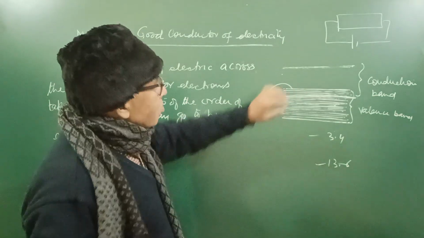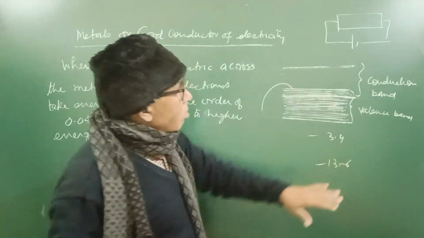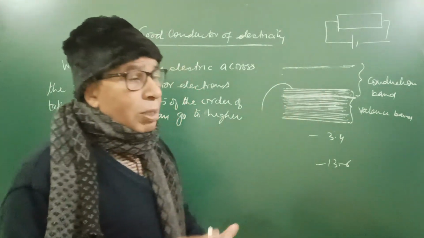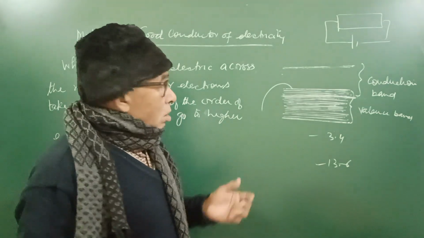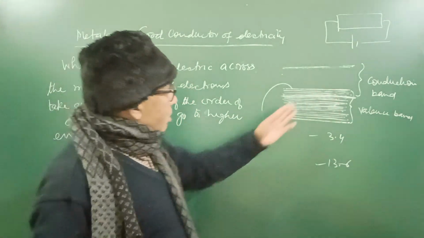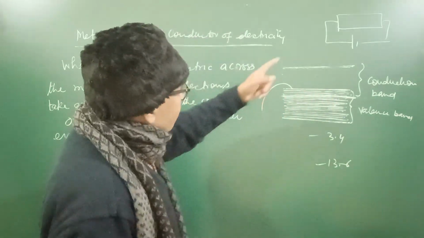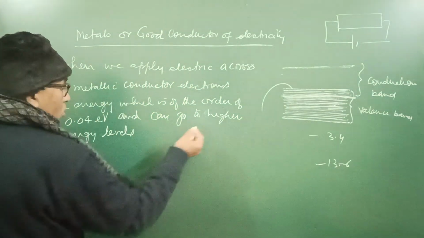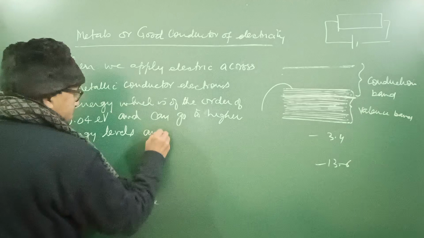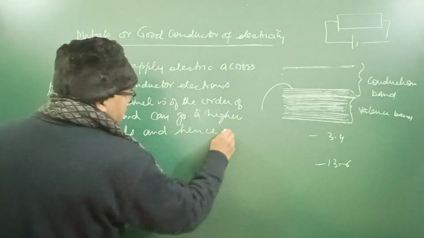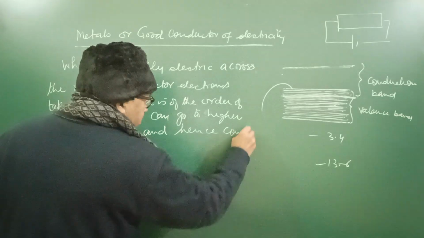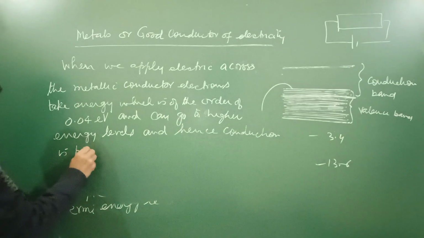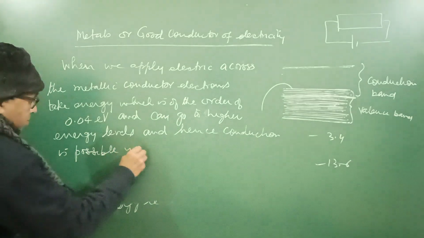The same way here, these energy bands are allowed but not occupied. So there is a probability, there is a freedom, that an electron in a lower band, lower energy, can accept energy from the electric field and go to a higher state, and conduction is possible. It can go to higher energy levels and hence conduction is possible in metals.